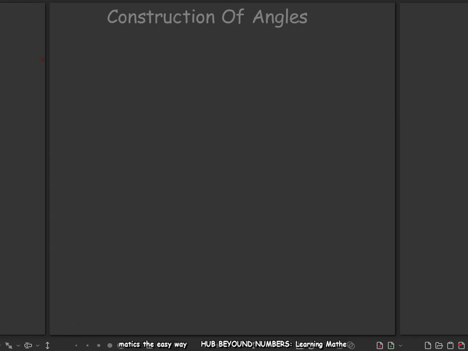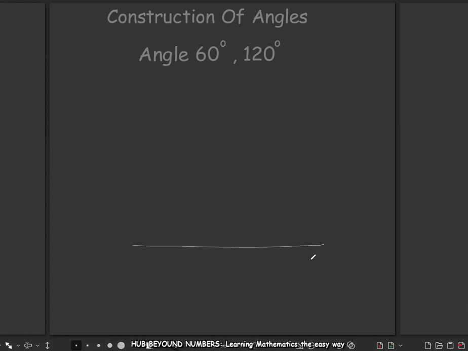So for our first construction, we are looking at how to construct the angle 60 degrees. How to construct the angle 60 and 120 degrees. So to construct this angle, we first of all need a straight line. So I'm going to draw my straight line here. You can use a ruler for that. So this is my straight line right over here.